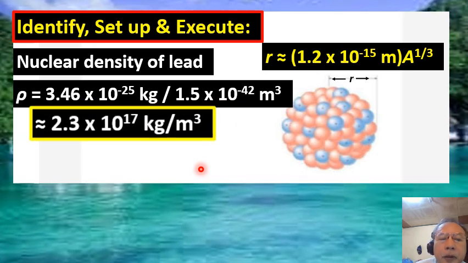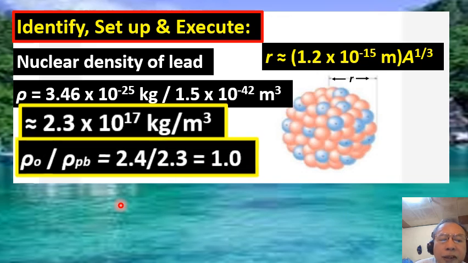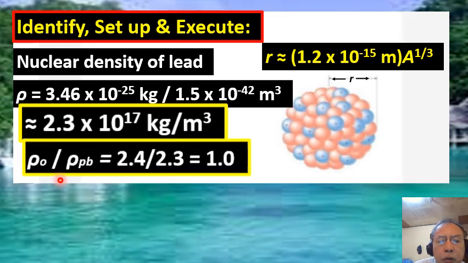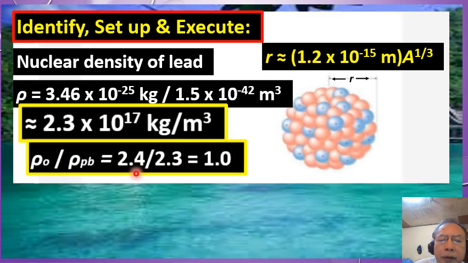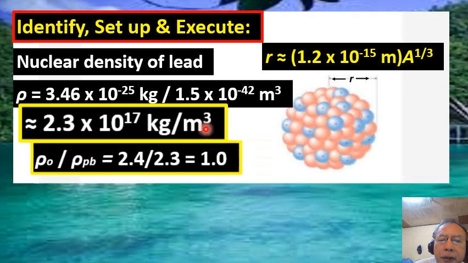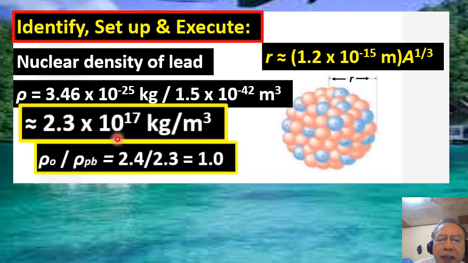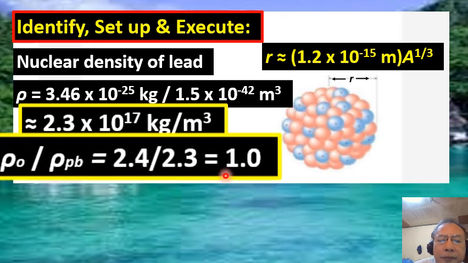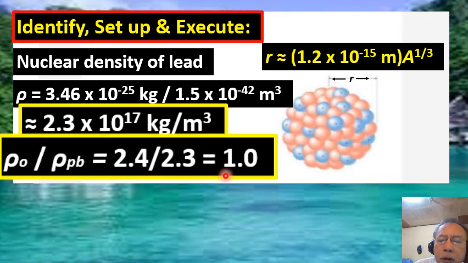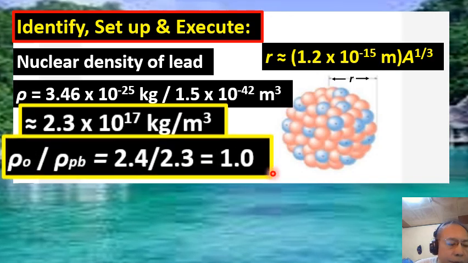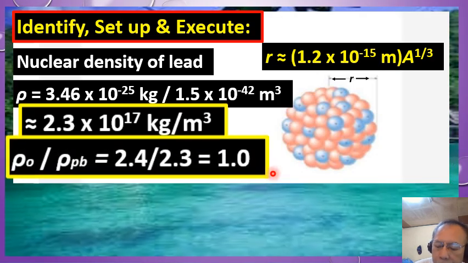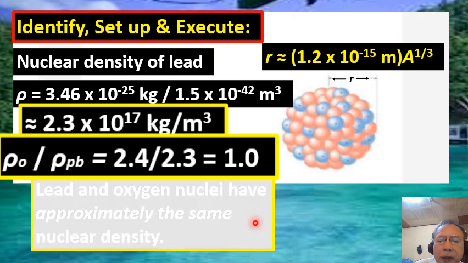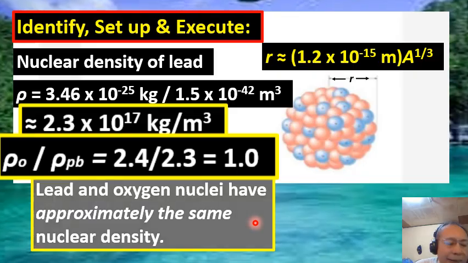When we get the ratio of the nuclear density of oxygen to that of lead, we get 2.4 divided by 2.3, where we already canceled 10 to the 17th power kilogram per meter cube. And we in fact get the ratio of 1.0. So our conclusion is that lead and oxygen nuclei have approximately the same nuclear density.